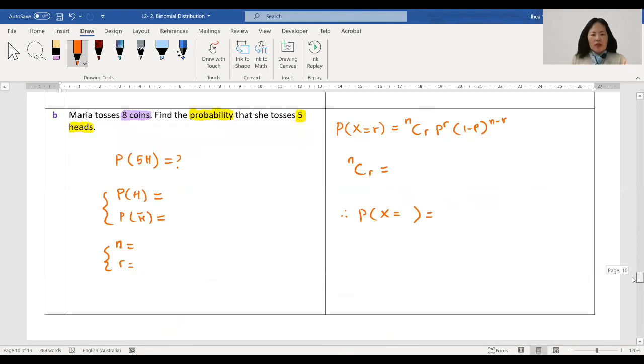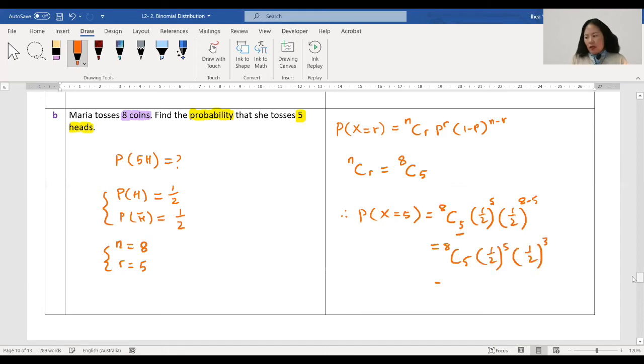Okay, so Maria tosses 8 coins. So that's our N. Now I can straight away see the total trials we've got. And to find the probability of 5 heads, the head is our success. The coin is half. So how many ways? 8 choose 5. The success is half, to the power of 5. And the failure is half as well, to the power of 8 take away 5, which is 3. And the answer is 7 over 32.